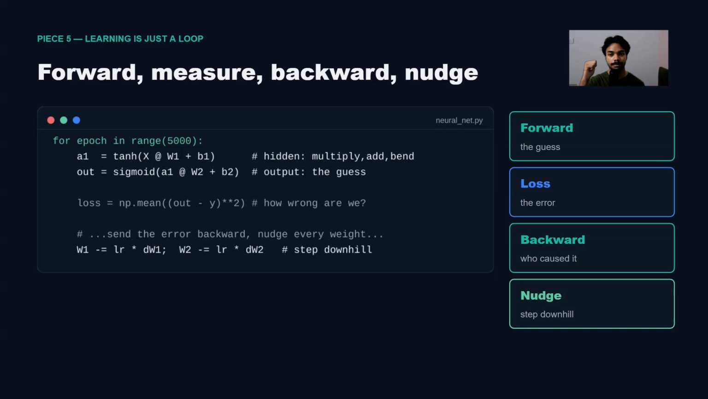And now the backward pass, which sounds scary but isn't. We take the error and we send it backwards through the network, asking at each step, how much did you contribute to this mistake? And that's where the slope from earlier comes in. It tells us which direction to nudge each weight to make the error smaller. Then we take one tiny step in that direction. And that's gradient descent, walking downhill on the loss. The exact idea from episode 3, now doing real work.